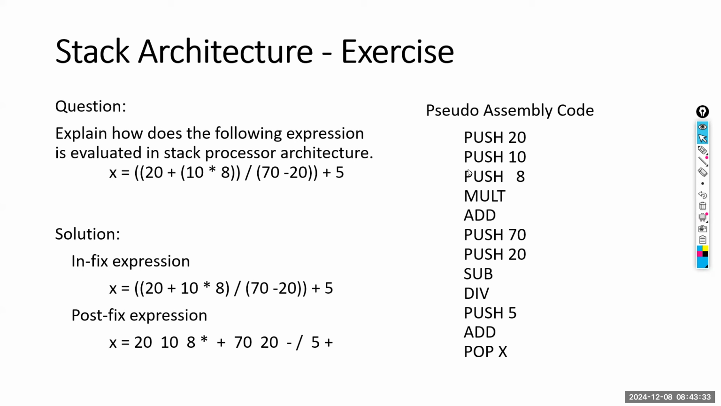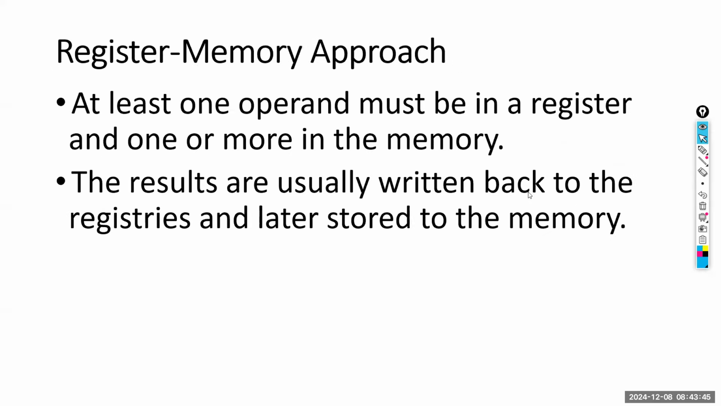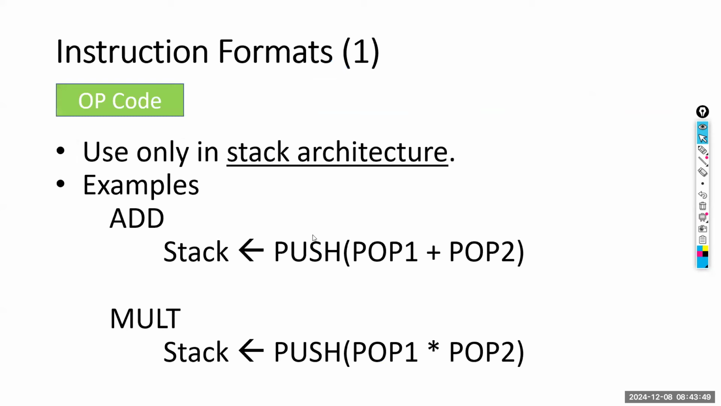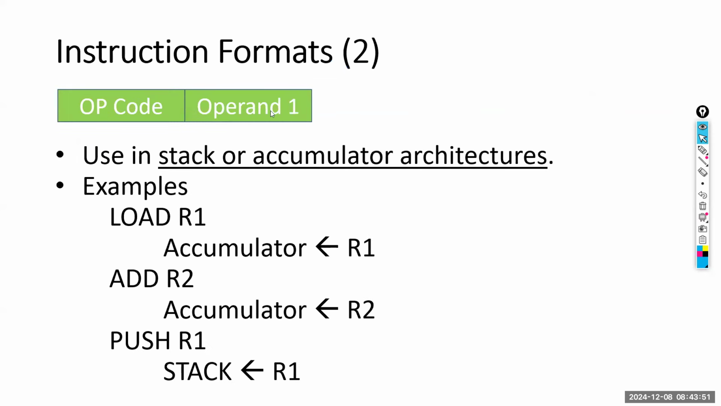Okay. Sometimes operation code and memory address. Push the current value in the stack to the memory address or register 20. That is the second format. That is operation code and operand. So you will see those kinds of things in stack and also accumulator.